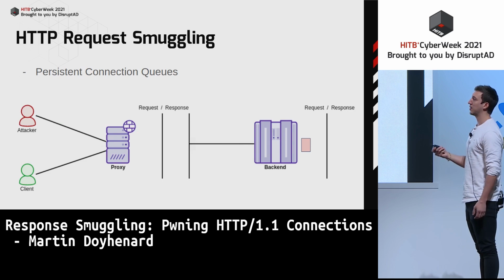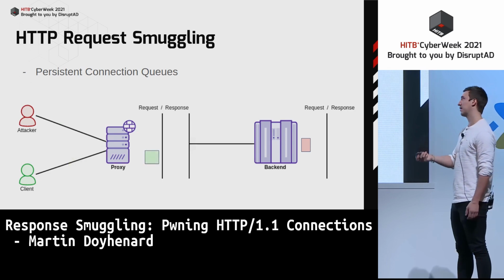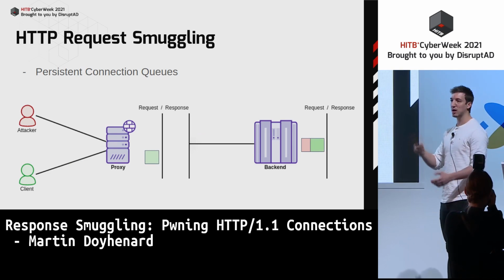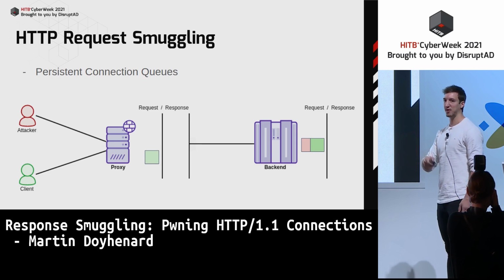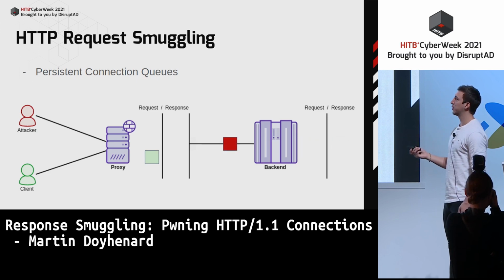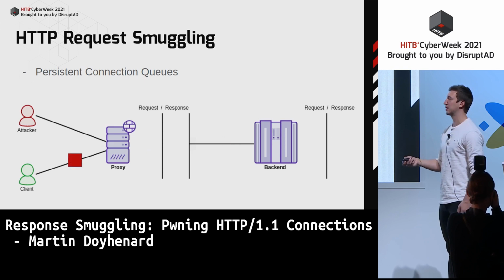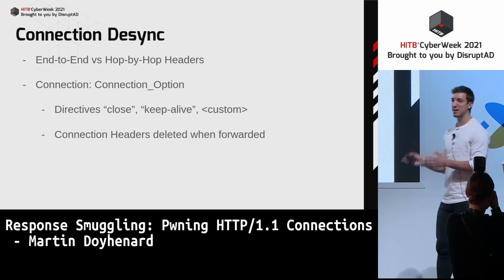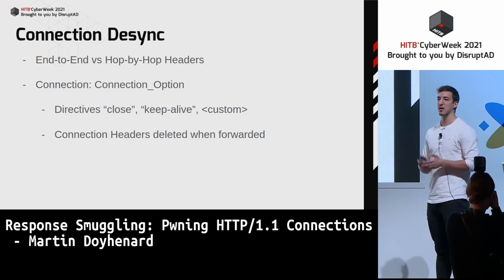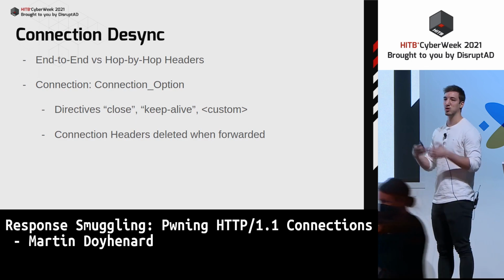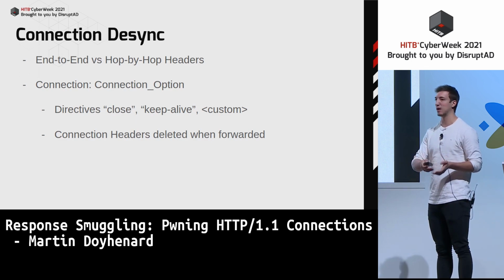But then when the victim or the client sends a new request, this will be forwarded again by the proxy, and the backend will concatenate it with the previous injected prefix. It will create a response, and the response will again be sent back to the client. So that's the main idea of HTTP request smuggling or desynchronization. We will see later how to exploit this using request smuggling.